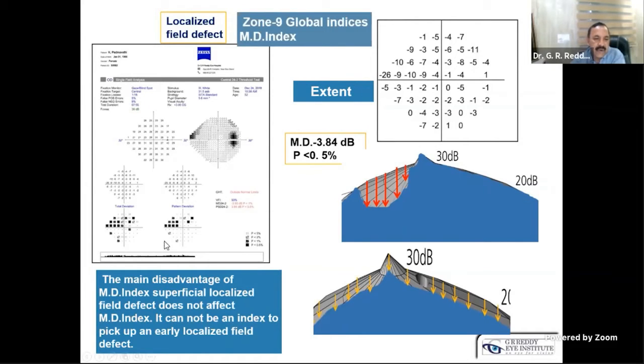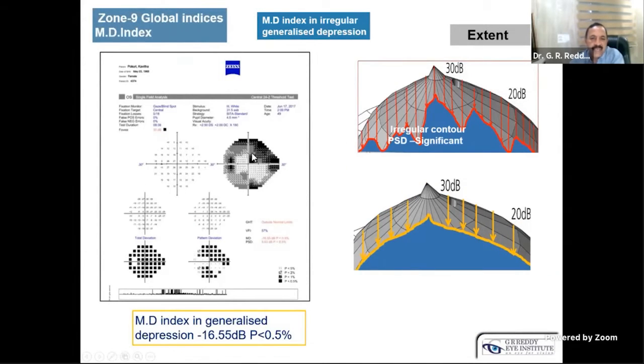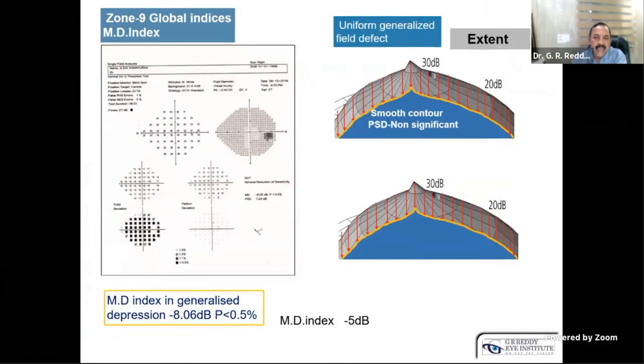If I say in this case of a localized scotoma the mean deviation is -3.84, but if you see this localized scotoma, -26, -9, -10, -6, the loss is distributed among all the points and expressed as a mean. So always in a localized scotoma, the mean deviation is undervalued. To some extent, in a generalized depression with irregular generalized depression, the value may correlate. And in a uniform generalized depression, the mean deviation index is exactly similar to the loss and gives the correct information about this loss.